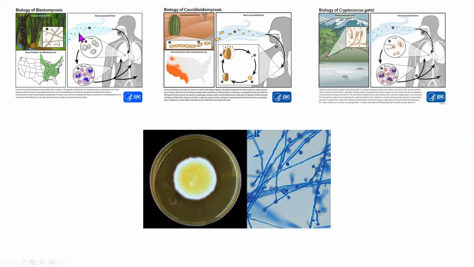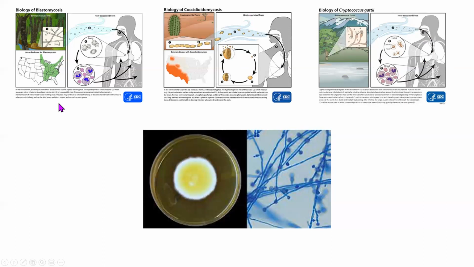So for example, here you can see blastomycosis, coccidioidomycosis, and Cryptococcus gattii. So these are 3 fungal infections that attack humans. Blastomycosis is caused by Blastomyces. Coccidioidomycosis, also known as valley fever, is caused by Coccidioides, and then cryptococcosis, caused by Cryptococcus gattii, is another infection. All of these infections usually initiate in the lung via the inhalation of spores when they're in the environment.